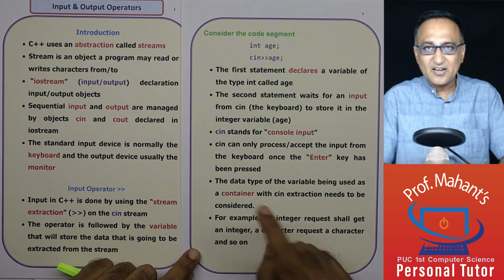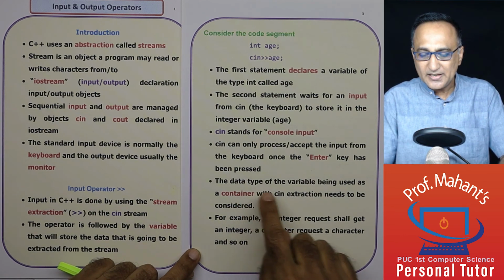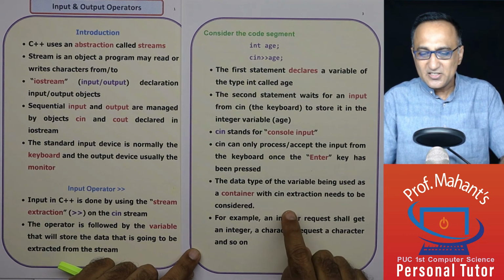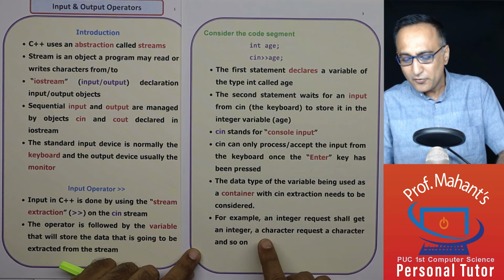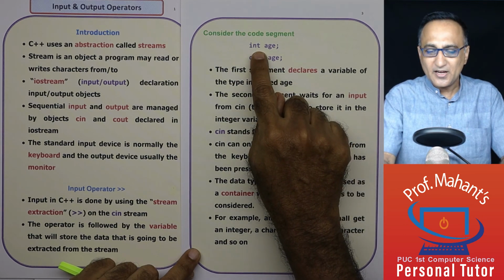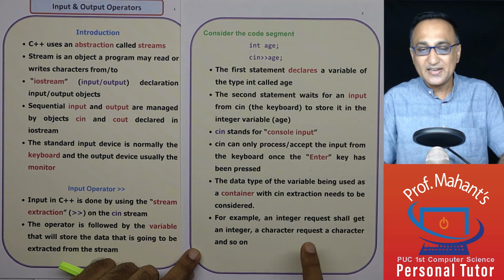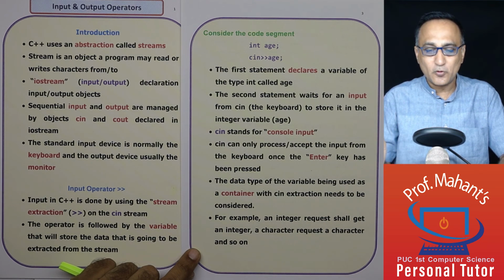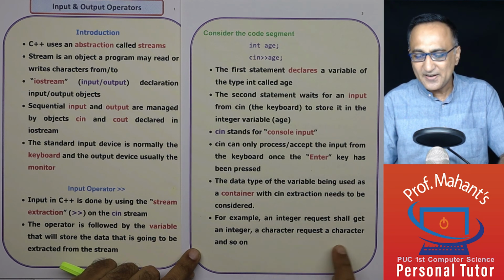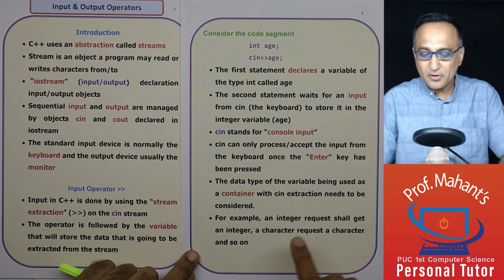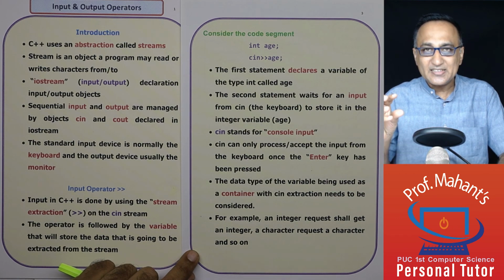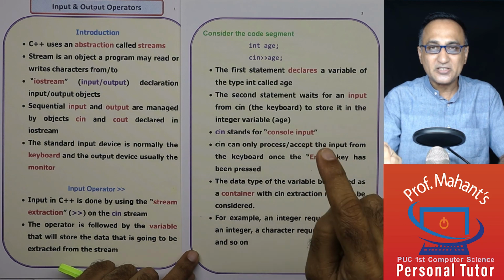The data type of the variable age is int. So age is a container or a box which can hold a value. The data type of the age variable is used by cin to process or format the data and provide it to age. For example, if this was a real number or floating point, then cin would process that character data accordingly and pass it as a float. If this was a character, it would process it as a single character and send it to age. If this was a double, it would process it as double and send it to age. So now you understand why this data type declaration is important, because cin needs that information to create the data in the format required by the variable and pass it on to the variable.